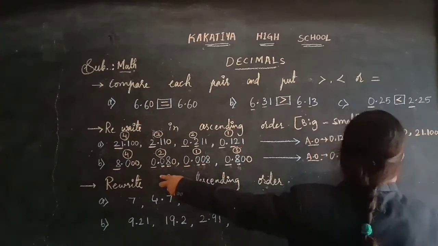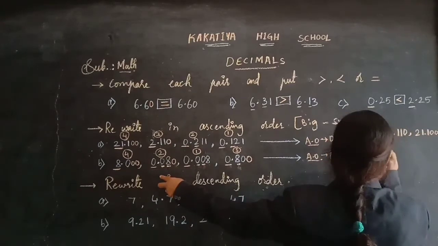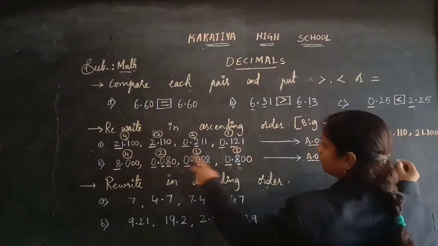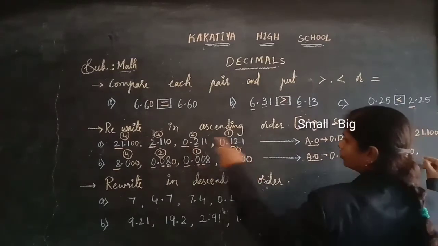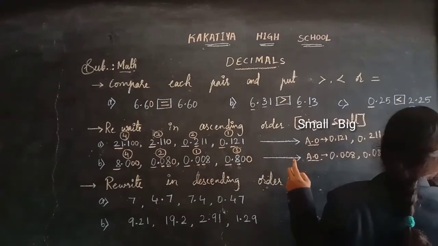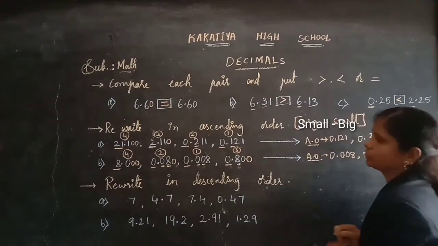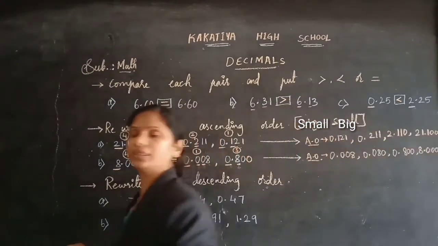Second place is 0.080 and third place is 0.800. And fourth place is 8.000. So this is the ascending order for this.